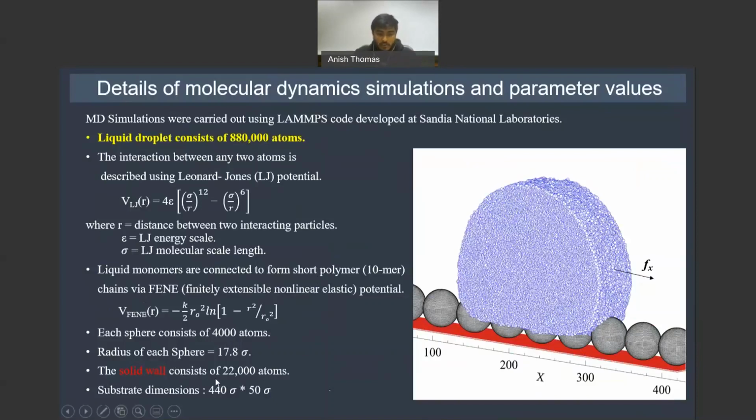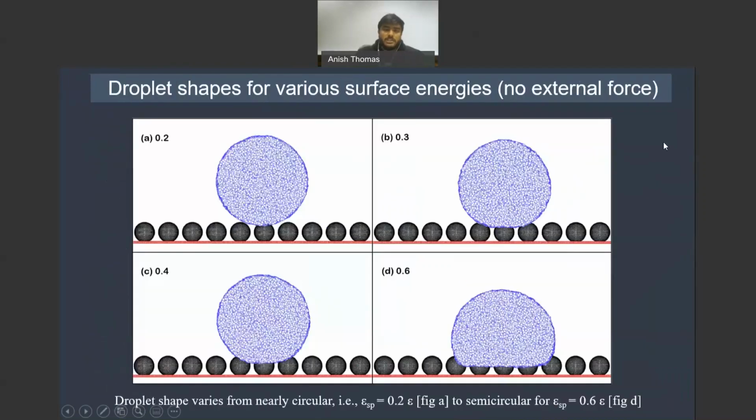The solid wall consists of 22,000 atoms. Here, the red solid wall that you can see consists of 22,000 atoms with a dimension of 440 times 50 sigma. Also, we apply an external force, which is known as f of x, or seen as f_x in that figure here. Droplet shapes for various surface energy with no external forces. So here we see the droplet shape at different interaction energy or surface energy.